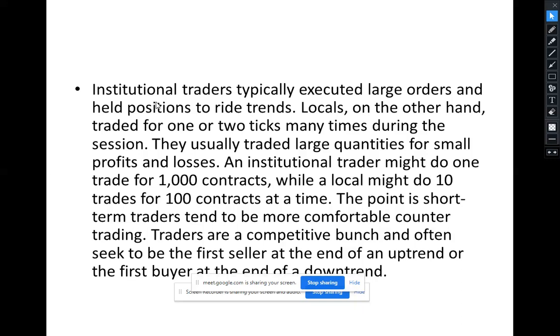Retail traders are a competitive bunch and often seek to be the first sellers at the end of an uptrend, or first buyers at the end of a downtrend.